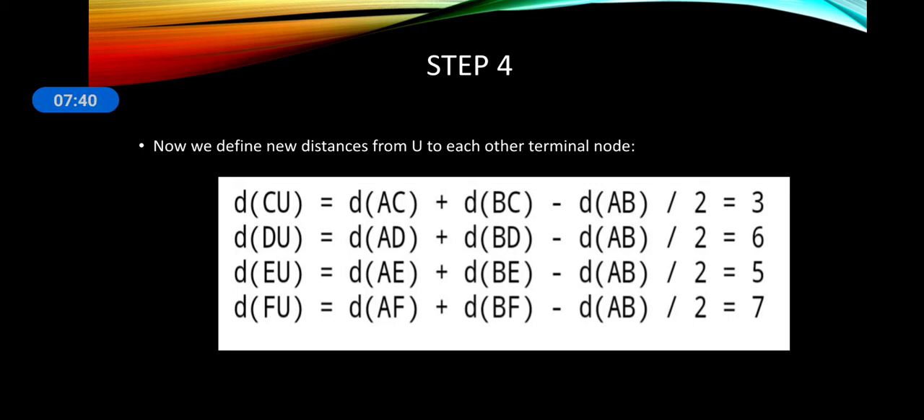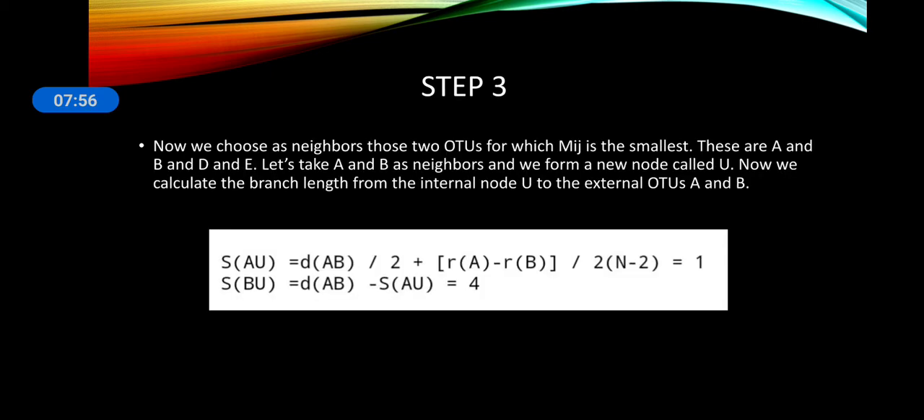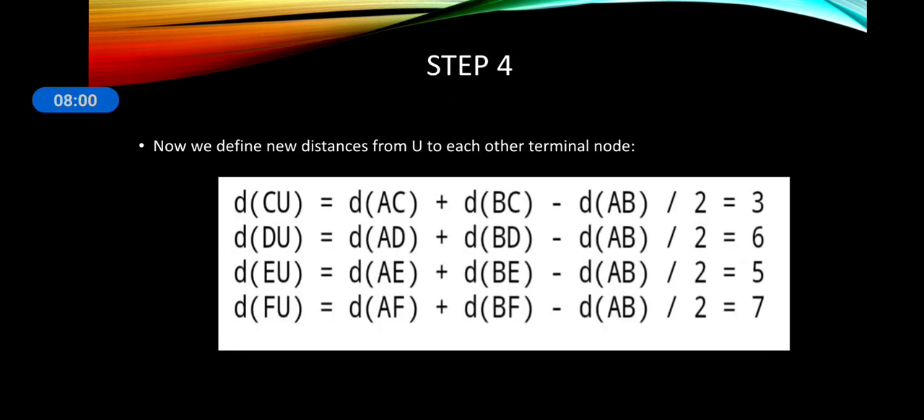Likewise for D, it will be D of DU is equal to D of AD plus D of BD minus D of AB. Why are we using A and B? Because we have used A and B as neighbors, as our external nodes, and from this we will be calculating all the other distances. So that is why A and B are common over here. From that you will have to calculate the new distances.